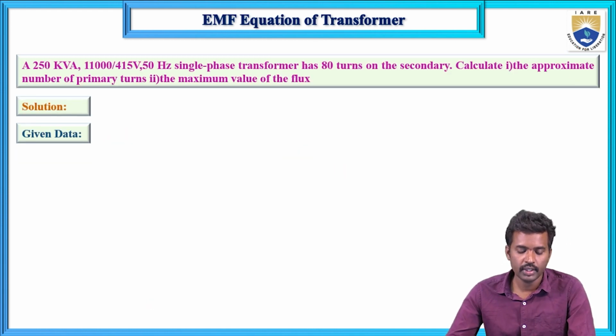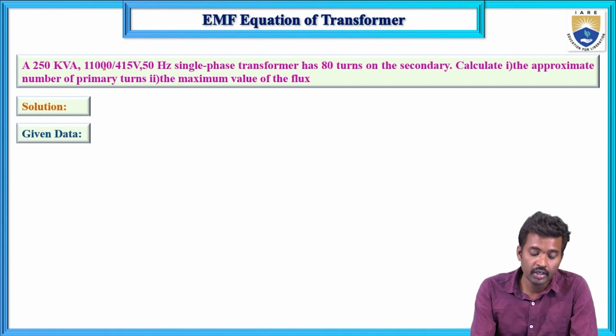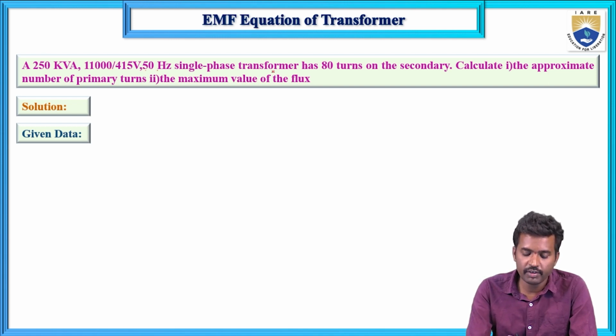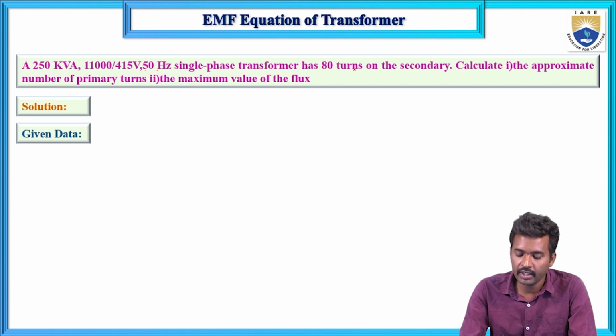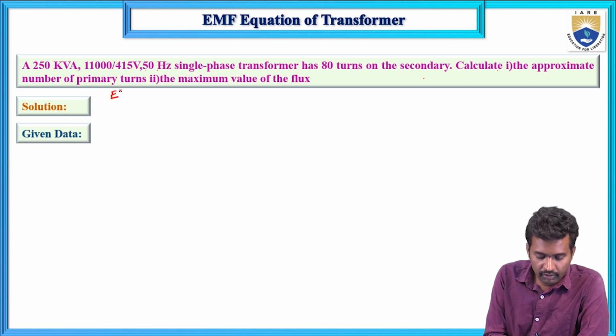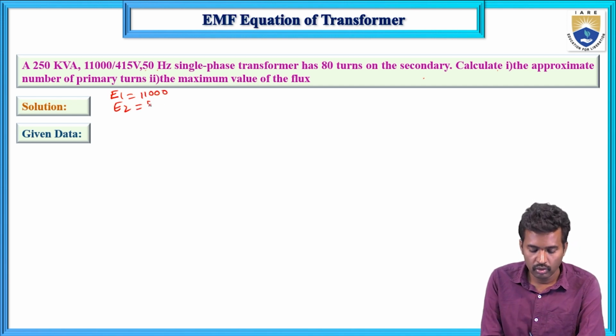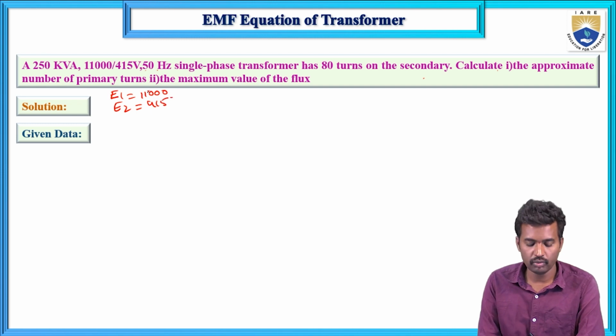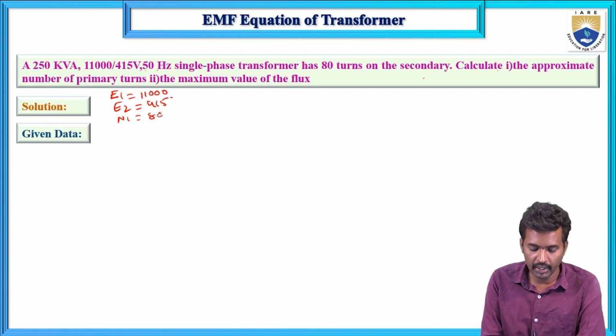Now next question. A 250 kVA, 11,000 and 415 volts, 50 Hz single phase transformer has 80 turns on secondary. Calculate the approximate number of primary turns and maximum value of flux. First write the given data. Here E1 equals 11,000 and E2 equals 415 volts and N2 equals 80.